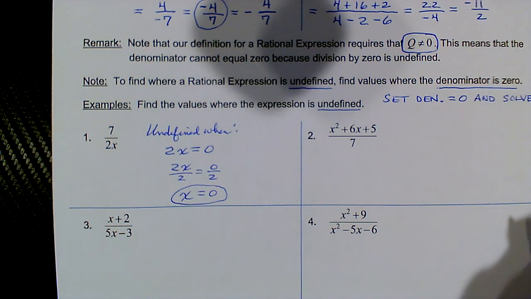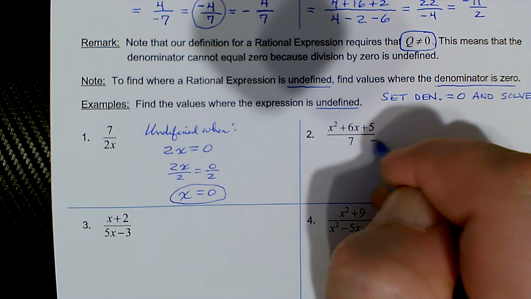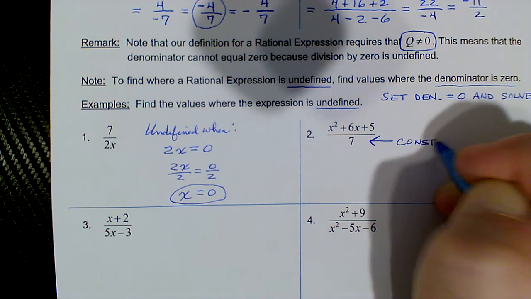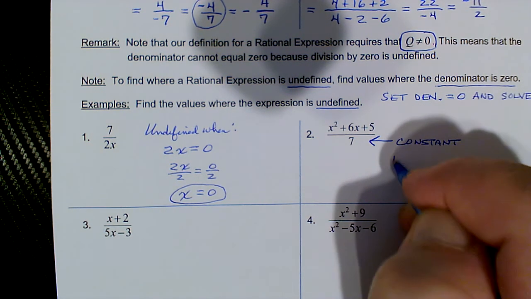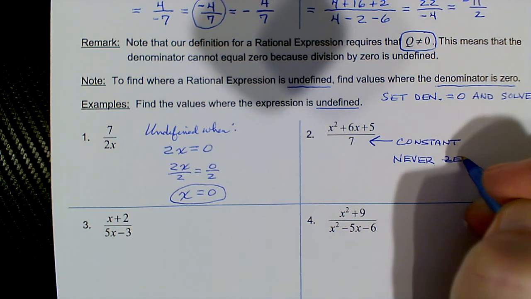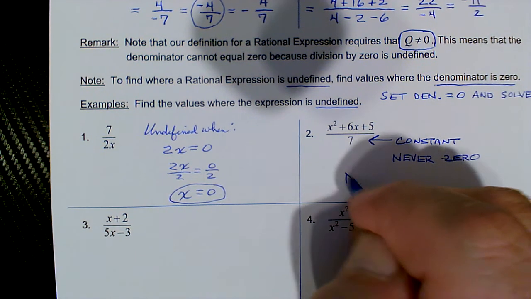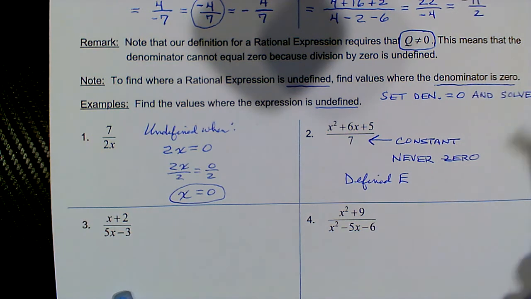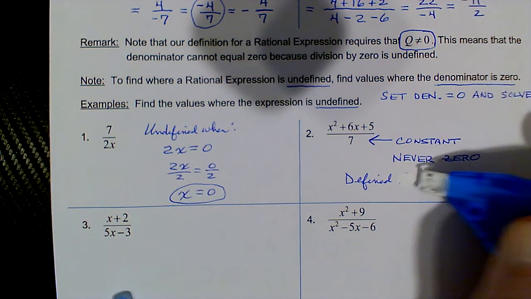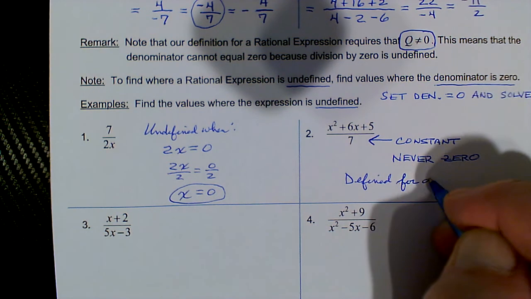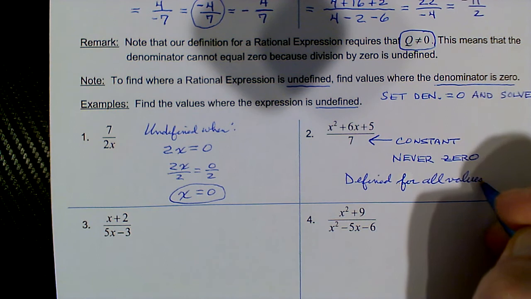Now in this rational function, the denominator is a constant. Notice that there is no variable. And so this is never going to be 0. So therefore it's defined everywhere, or for all, we should say defined for all values. In this case, we'll say of x, because the polynomial that's in the numerator is in terms of x.